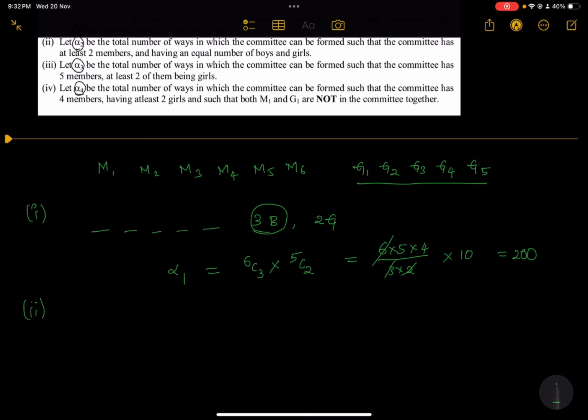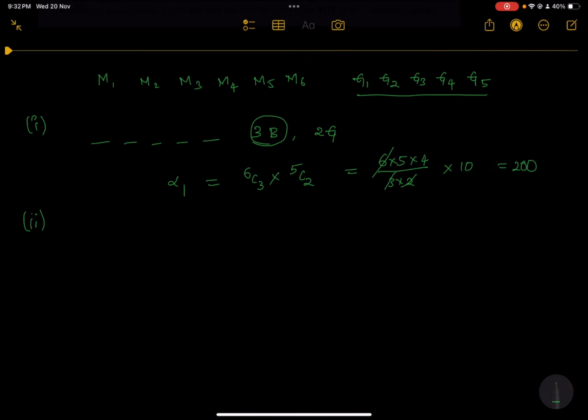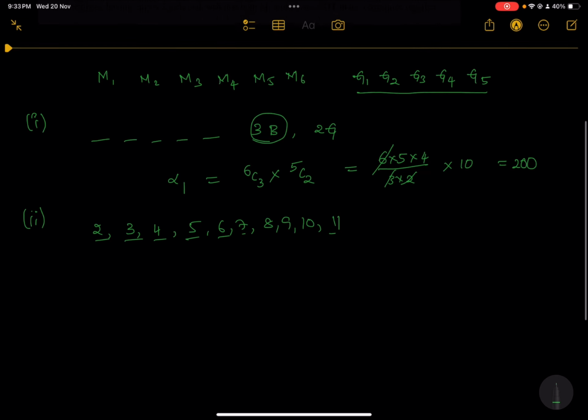Next, second part of the question is, alpha 2 be the total number of ways in which the committee can be formed such that the committee has at least 2 members and have an equal number of boys and girls. So the committee should have at least 2 members. So it can have 2 members, 3 or 4, 5, 6, 7, 8, 9, 10, 11. So it can have 2 members or 3 members or 4 or 5 or 6 or 7 or 11, any number of people.